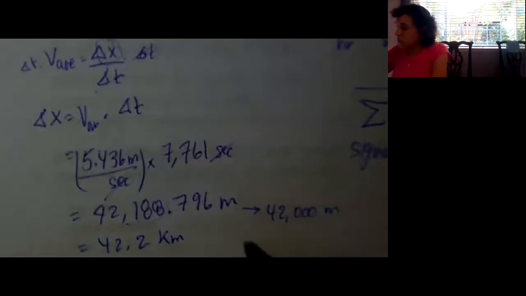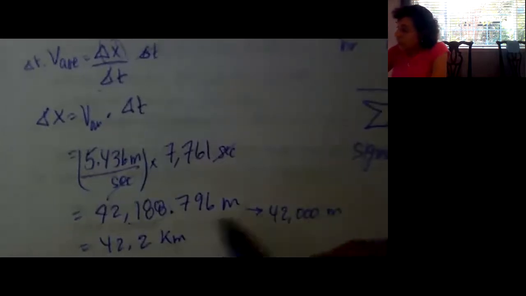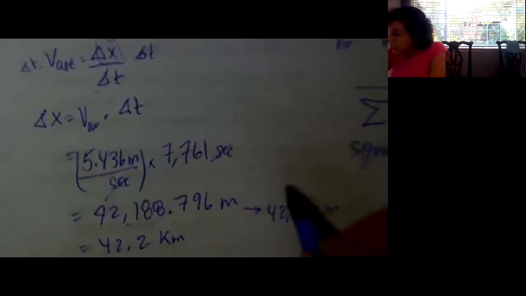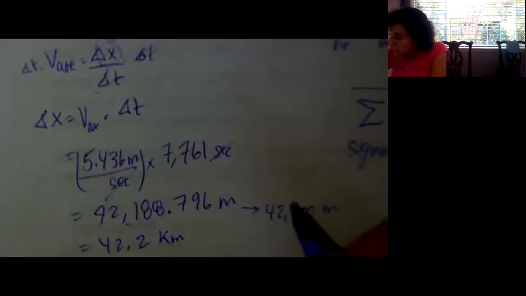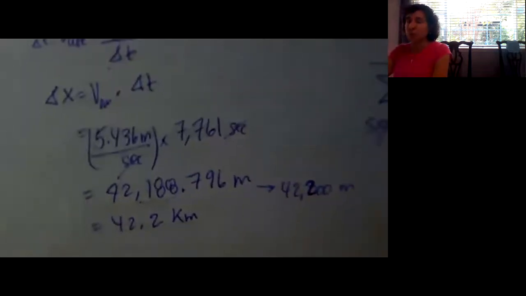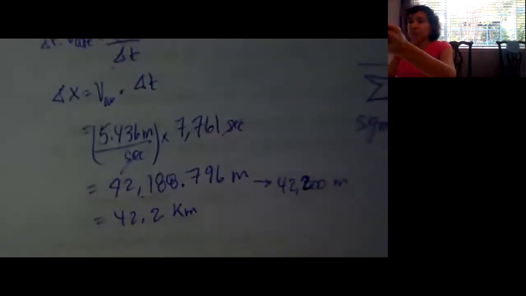And that's 42.2. All right, 42 point... I guess I could have said 42.2. 42,200 meters, and that gives me 42.2 kilometers. All right, so let me see if I can show you guys the whole problem.